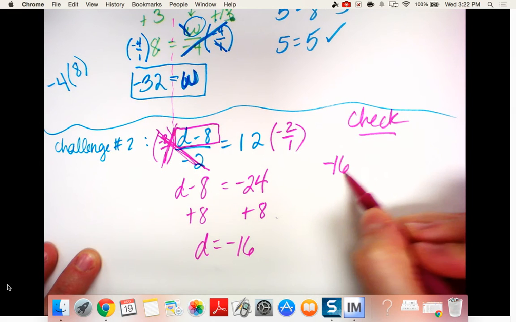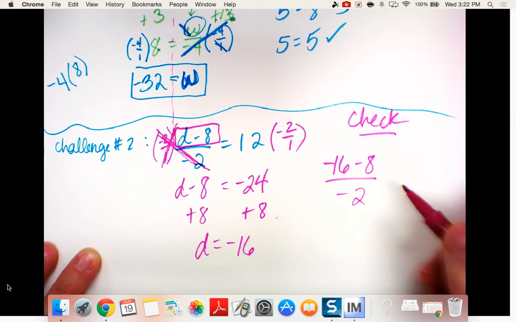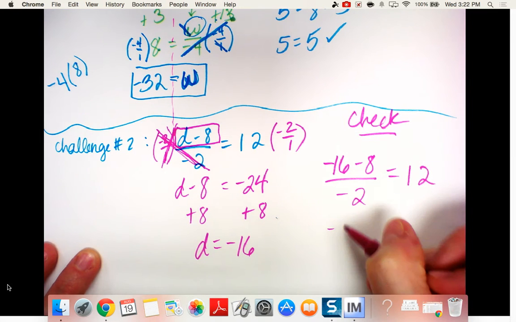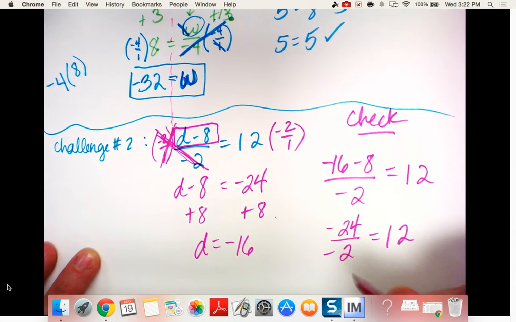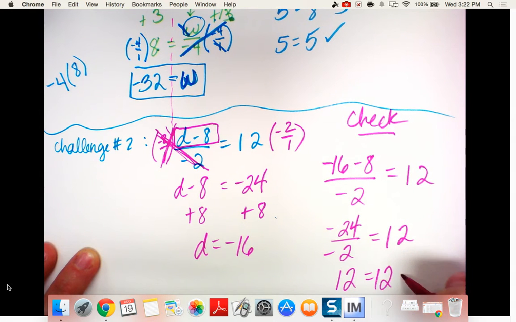Negative 16 minus 8 divided by negative 2 equals 12. That's negative 24 divided by negative 2 equals 12. That's 12 equals 12, which is a true statement.